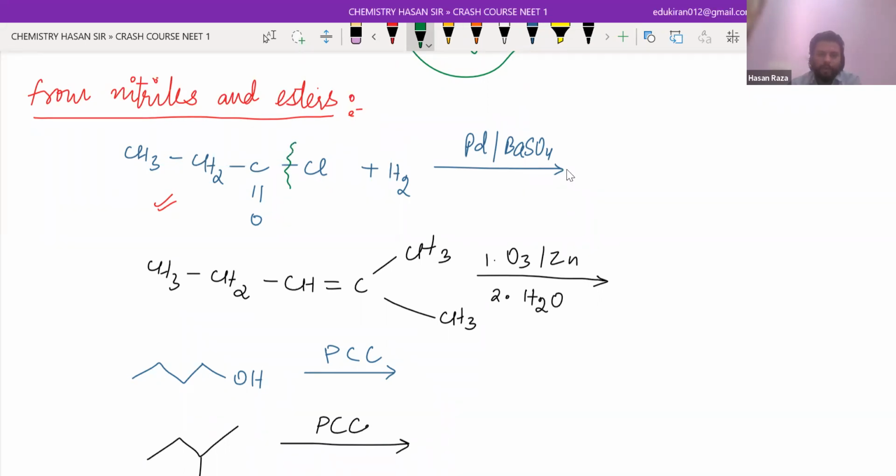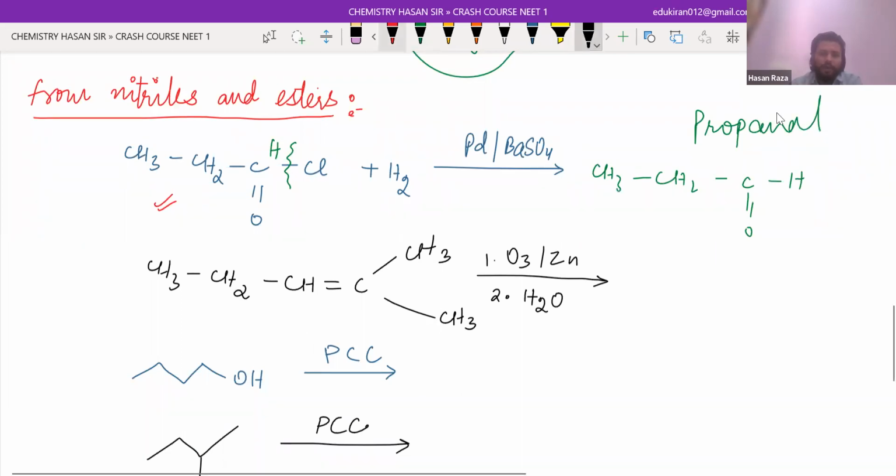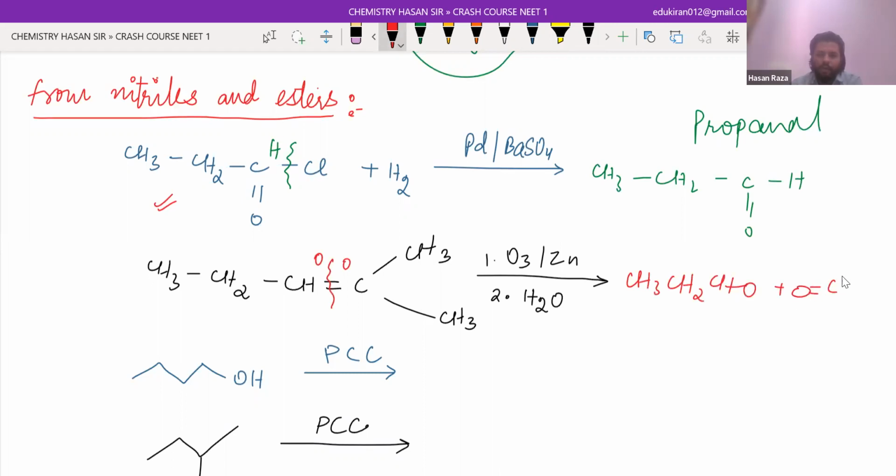Mamuna. You are going to break this bond and hydrogen will be added here. So what you will be writing here is CH3CH2CHO, which has the name propanal. Propanal it is. Now this is your ozonolysis. So you are going to break this bond, O and O, and this will be CH3CH2CHO, and this will be C double bond O, and this is your CH3. So you can see aldehyde and ketone.